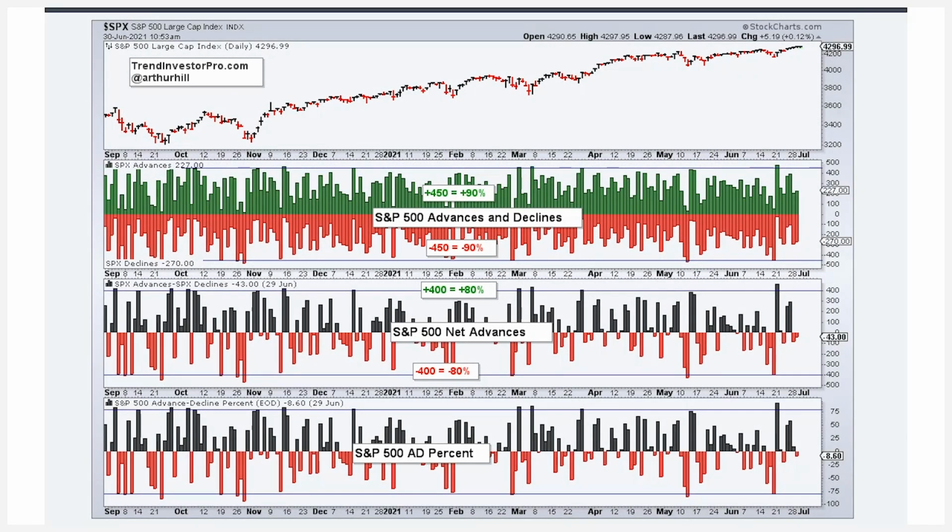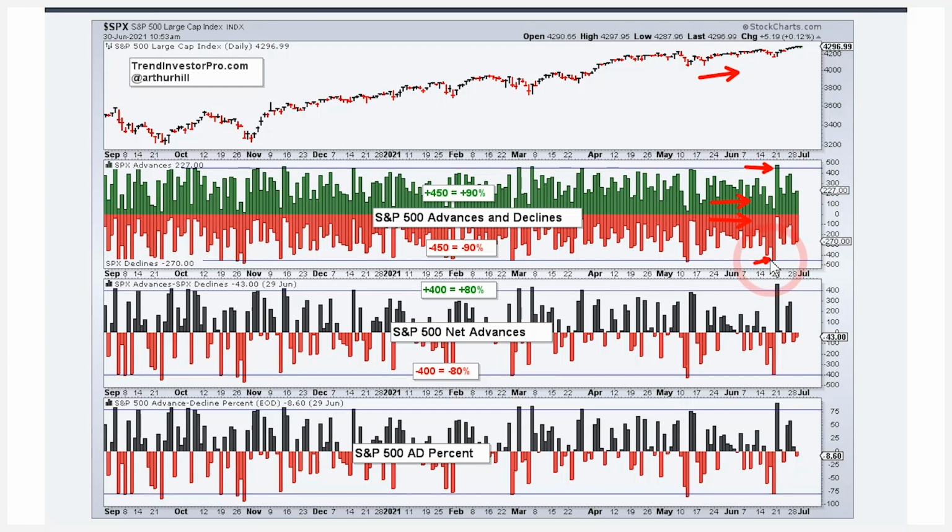So here we have the S&P 500 in the top window, and then the histogram here. The green bars are advances, the red bars are for declines, and then we take the difference. But first, note that we have a horizontal line there at 450. So if this green bar exceeds that, it means you had more than 450 advancing stocks out of 500. That's a big update. And the line down there is at minus 450.